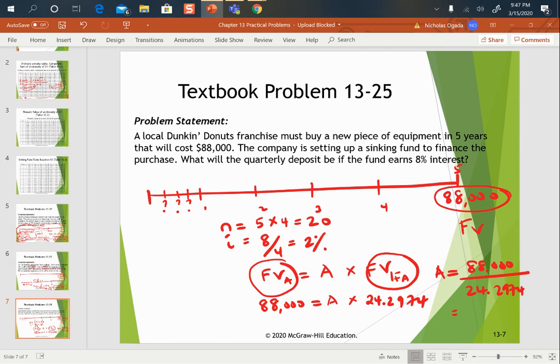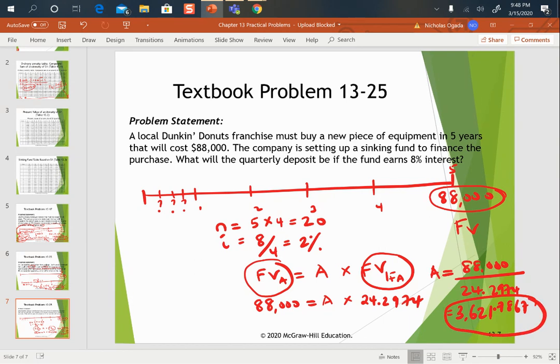This will give you a value of $3,621.79. So this is how much you need to set aside. In other words, you need to deposit $3,621.79 for each quarter. So this will accumulate to the $88,000 you need in the next 5 years.